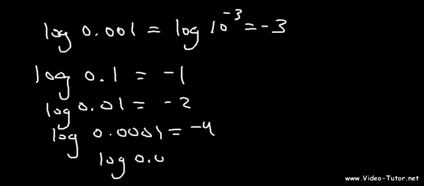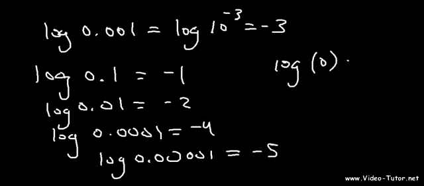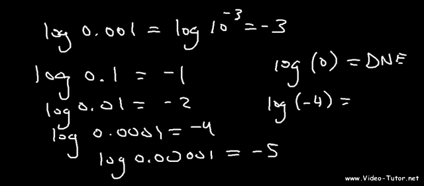Log of 0.00001, that's negative 5. Hopefully you see a pattern at this point. Log of 0 does not exist. Something you should know. And log of negative 4 or any negative number also does not exist.